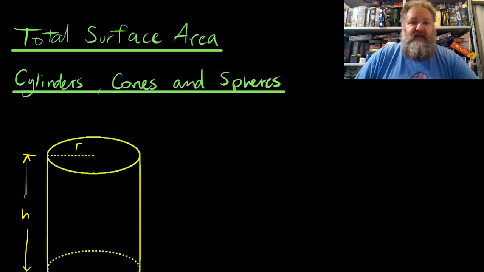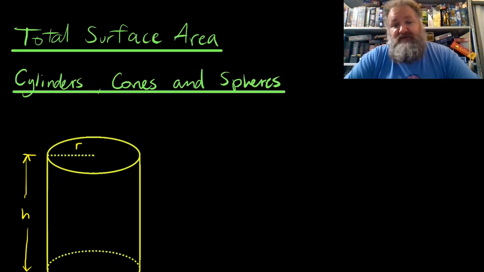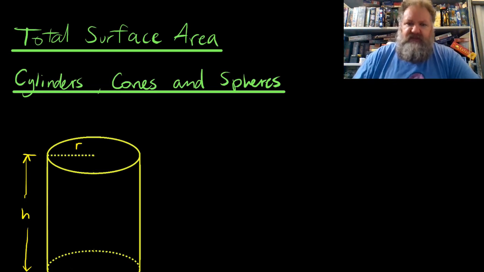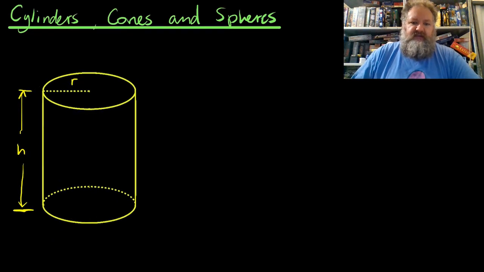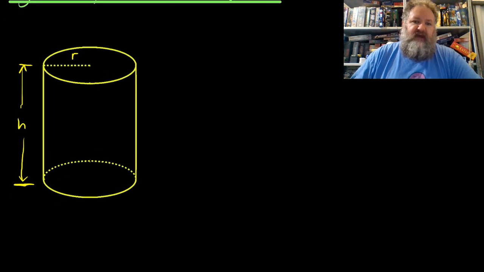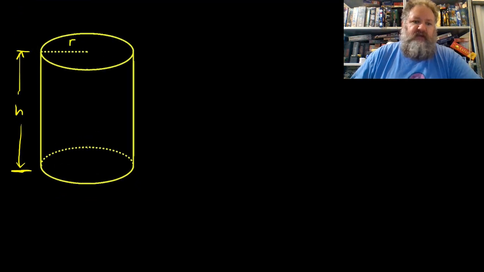Okay, let's talk about finding total surface area of things with curves: cylinders, cones, spheres, stuff that isn't prisms, in other words. Okay, so let's start off with the easiest of them, the cylinder. So when we think about cylinders, we really need to consider the shapes that we have in a cylinder.